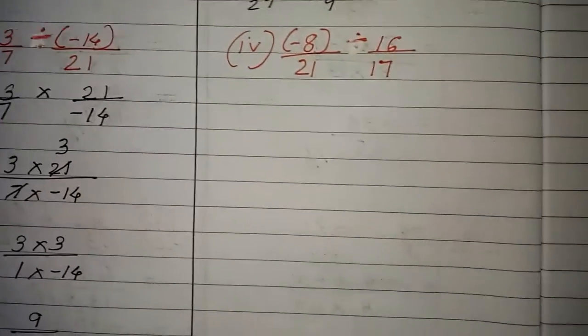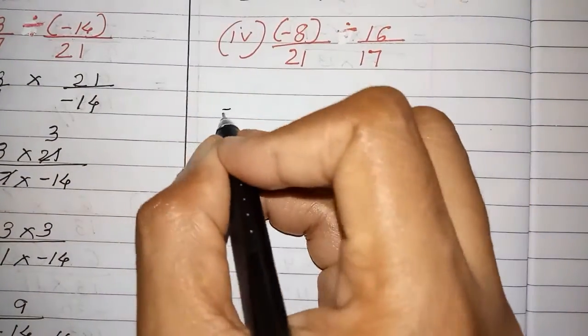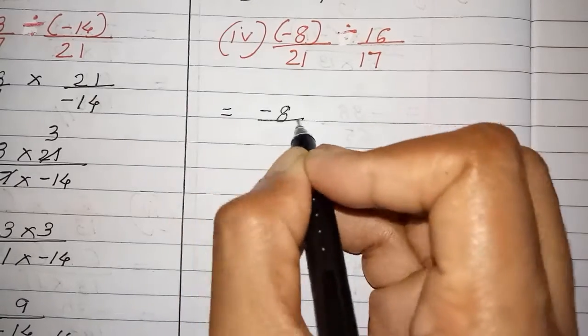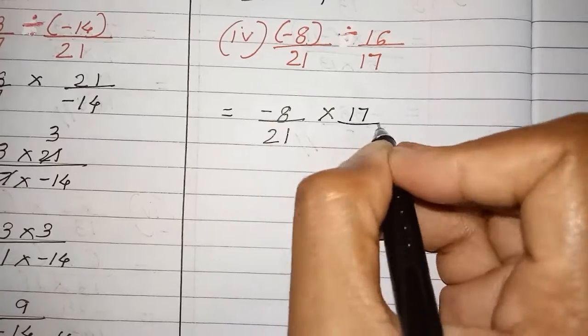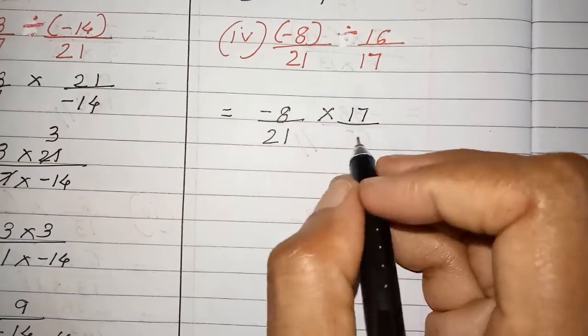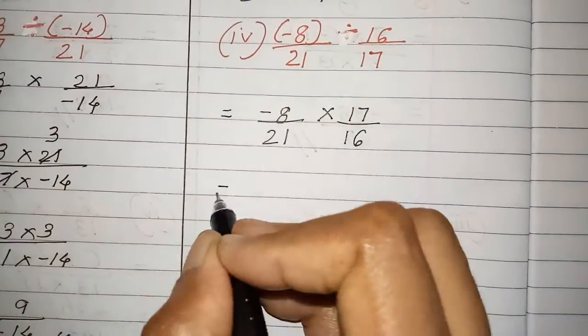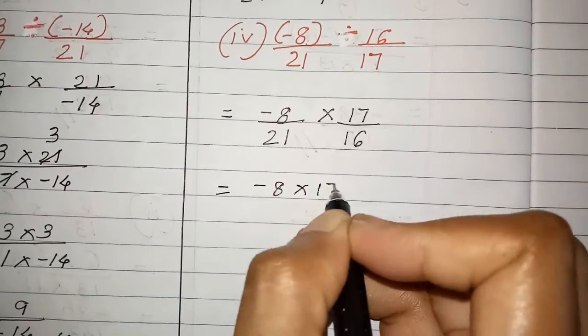Alright. Next one. Same way, division. Minus 8 by 21. Division will become multiplication. Numerator will go down, denominator will go up. Yes, common, because it is multiplication, common.